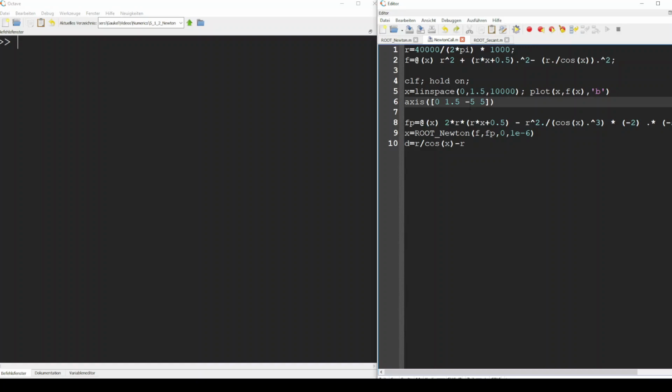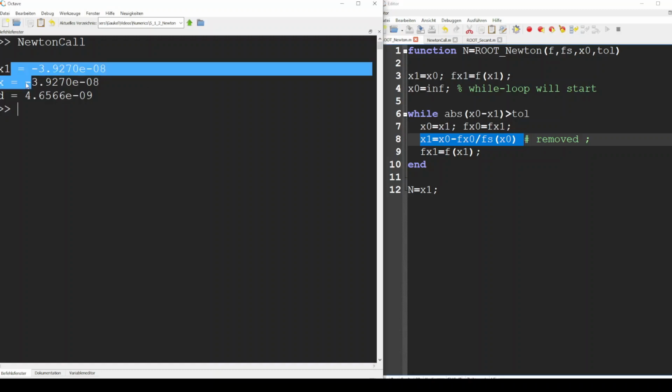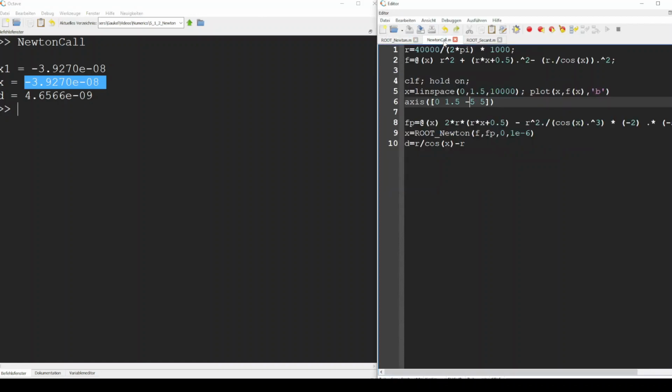Let's run that code, and we see a funny thing. x1 is coming from root Newton, from that line with the removed semicolon, and it returns this x, and this means it finds minus 3.9 times 10 to the power of minus 8, and this is a nonsense answer. It is maybe a solution of our f of x equals 0 equation, but it's a solution we are not interested in. We are looking for a solution in the interval x between 0 and 1.5. So we find a root which we are not interested in, and that's a bad thing. We used a very good initial starting value, but what we got was a nonsense answer.